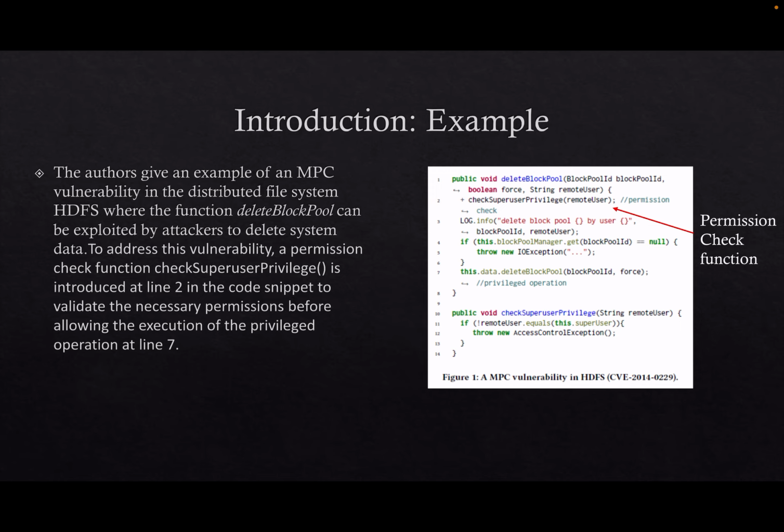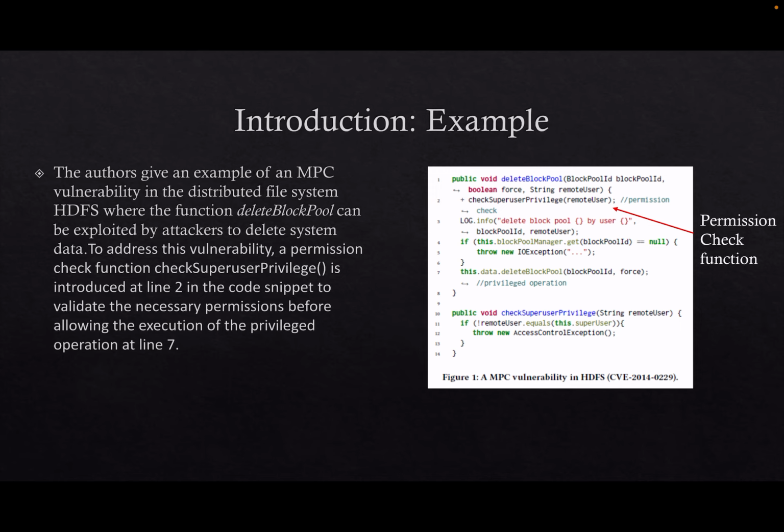So let's take an example to understand more about MPC vulnerabilities. The vulnerability is depicted through a privileged operation, specifically the invocation of the method data.deleteBlockPool, which requires certain permissions to execute safely. However, in the code snippet, there's a lack of a corresponding permission check to guard this privileged operation, leaving it exposed to potential misuse or unauthorized access.